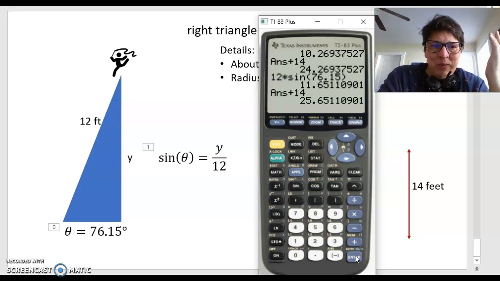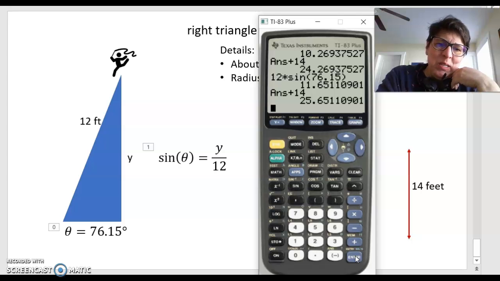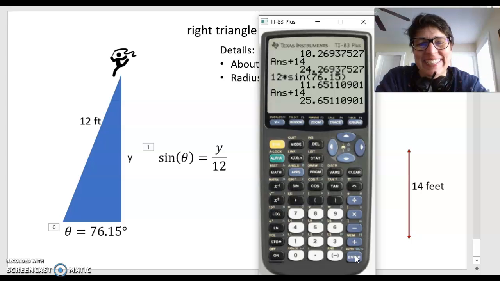But Ferris wheels are fair game for finals, midterms, tests, questions on the street, Who Wants to Be a Millionaire. So hopefully this helps with your sine and cosine homework.